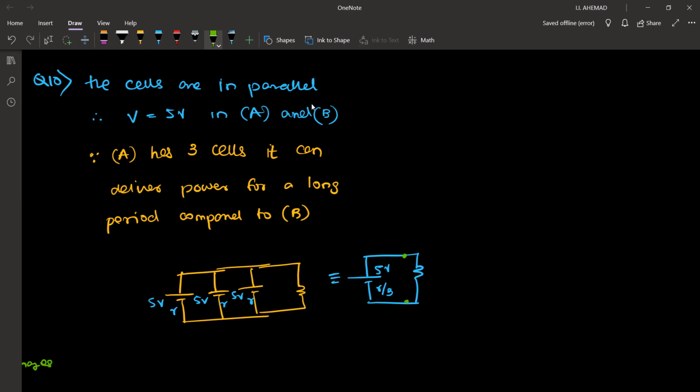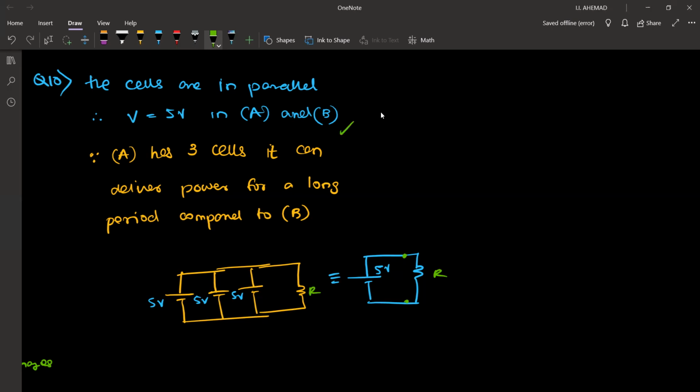Okay, they have mentioned the internal resistance is negligible. So just forget about the internal resistance. So this is the identical setup. Okay, Shahama, are you clear with this statement now?